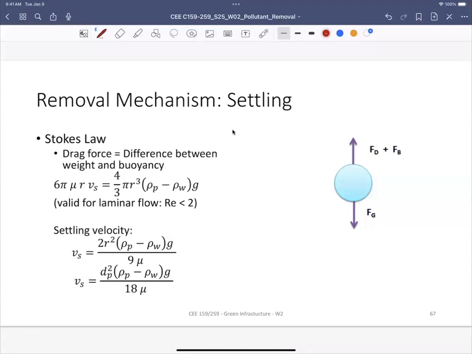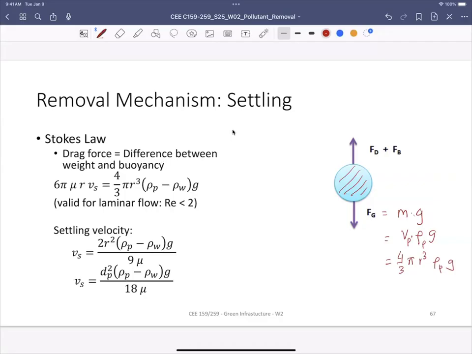Stokes' law means that when you have a particle inside water, it experiences multiple forces. First is gravity, which is the mass of the particle times the acceleration due to gravity. The mass of the particle you can determine from the density: the volume of the particle times the density of the particle. If you assume it's a sphere, the volume is 4/3 pi r cubed, where r is the radius of the particle, and g is the acceleration due to gravity. So that's just one force.